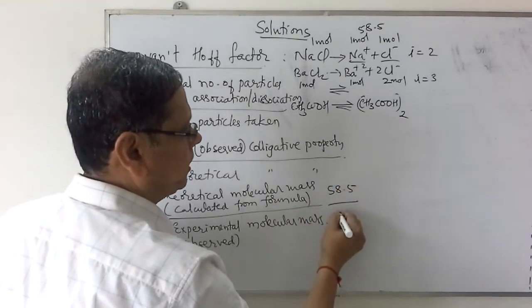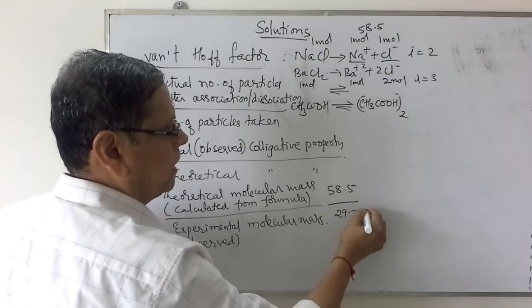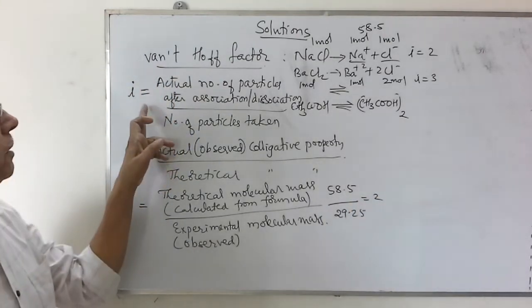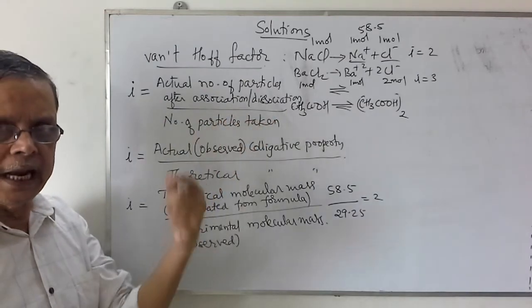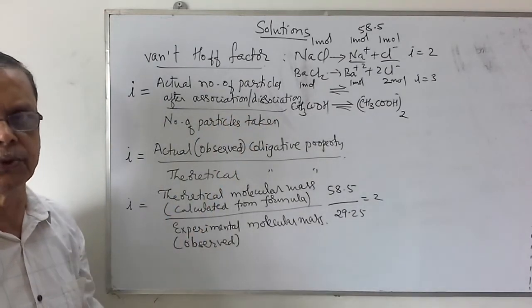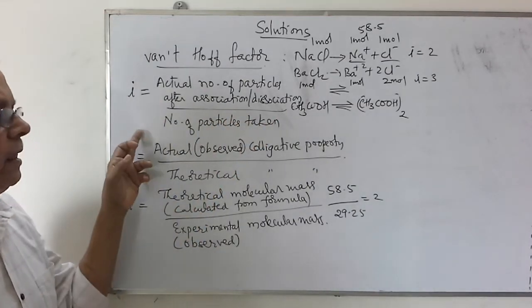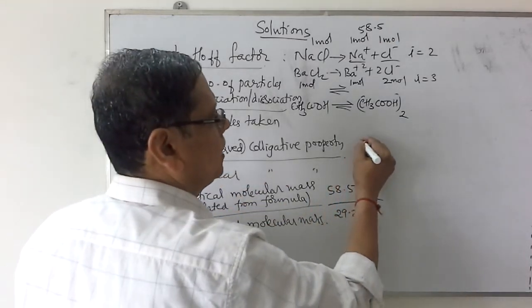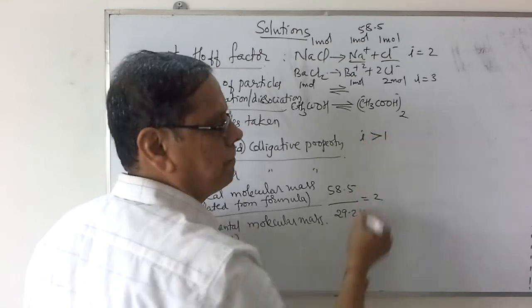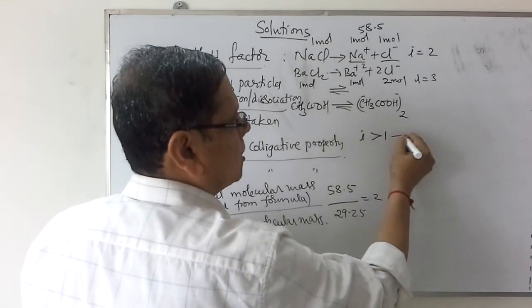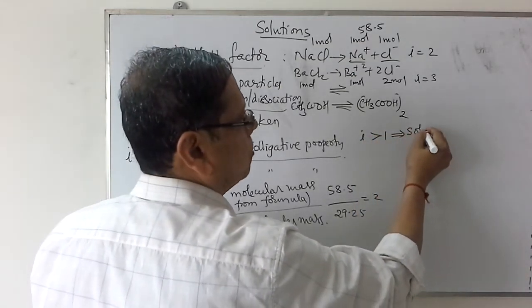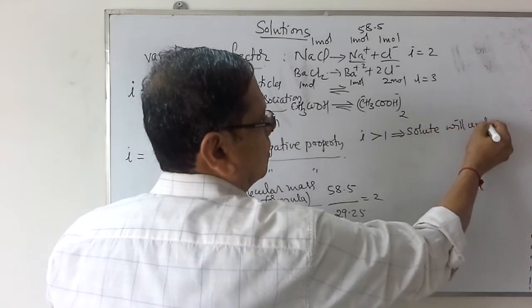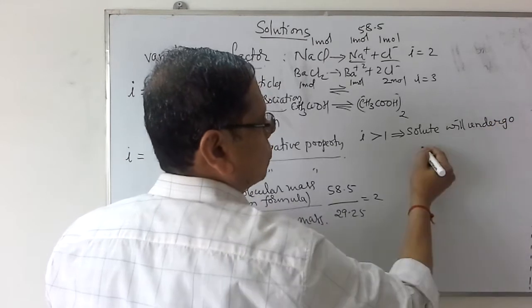58.5 divided by 29.25. Again the ratio is 2. So for the electrolyte undergoing dissociation, the Van 't Hoff factor will always be greater than 1. Or in other words we can say, if i is greater than 1, then the solute will undergo dissociation.